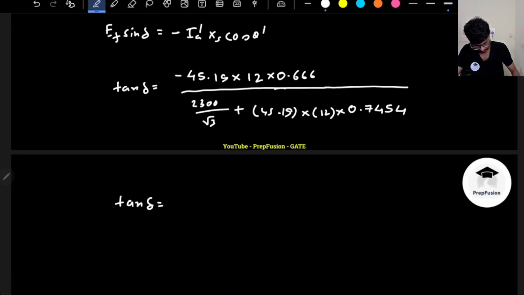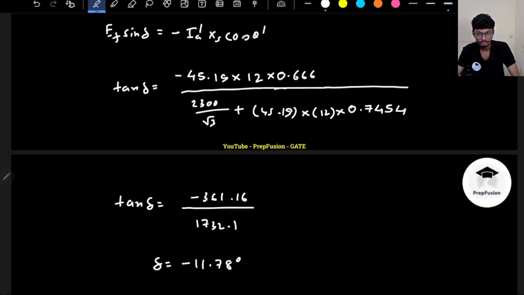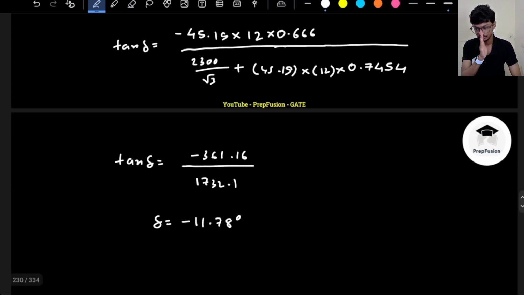So tan delta, this value, if I want to calculate this into 12 into 45.19 plus 2300 divided by root 3, this comes out to be 1732.1, and the top one, 45.19 into 12 into 0.666, comes out to be minus 361.16. This divided by 1732.1, tan inverse. So delta comes out to be minus 11.78 degree. Okay. So this is the value of the delta. Negative, of course, it should be negative because the EF should lag the Vt.